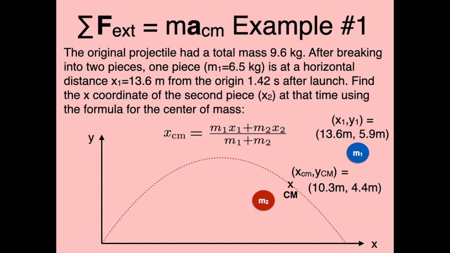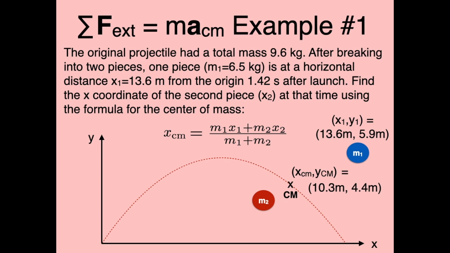Okay, so the next step is we figured out where the center of mass of the system is. The coordinates are shown right there on the slide. That's what we calculated before. We also know where the first piece is. We know where M1 is located. Those coordinates were just given to us in the problem, so that's also there on the slide as x1, y1. Now what we're going to do is find the x coordinate of that second piece, so that's going to be x2, using just the formula for center of mass.